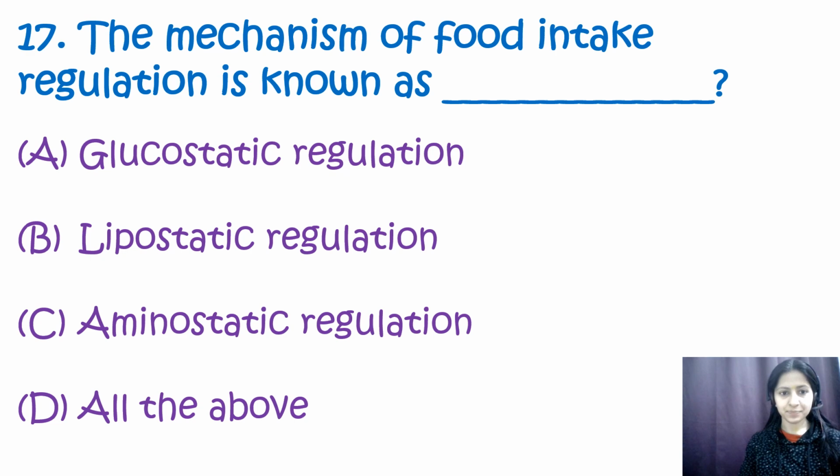Number 17. The mechanism of food intake regulation is known as option A, glucostatic regulation, option B, lipostatic regulation, option C, aminostatic regulation, and option D, all of these. So the correct answer is option D, that is all of the above.